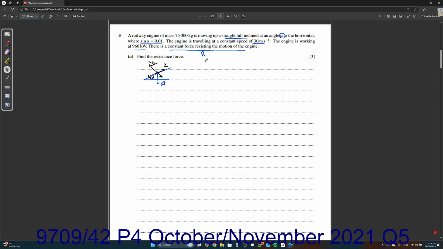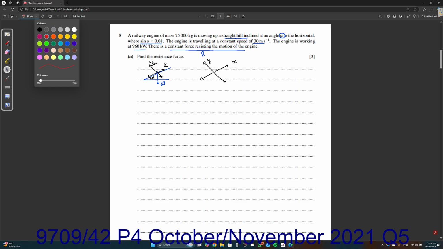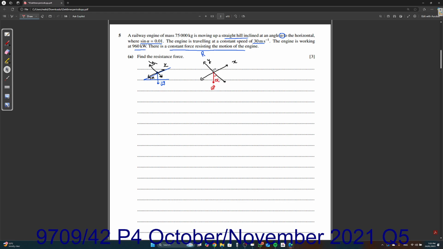Let's fix our FBD. Let's make it over here, like this. X and y. Let's use a different color for the weight. The angle between the weight and the vertical is alpha. The weight is split into Wx and Wy.